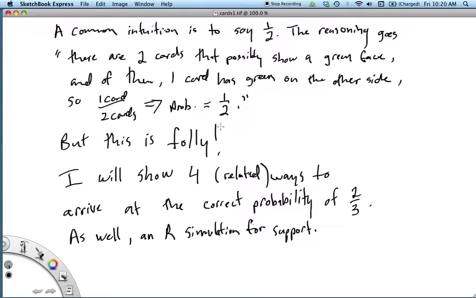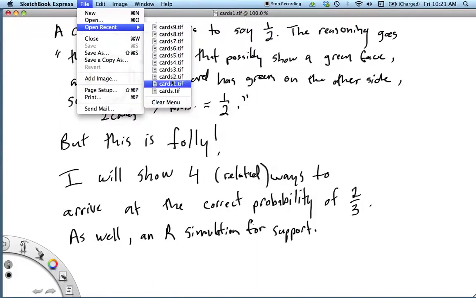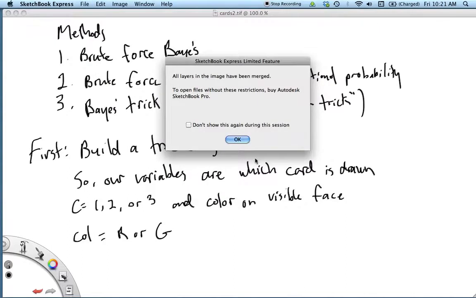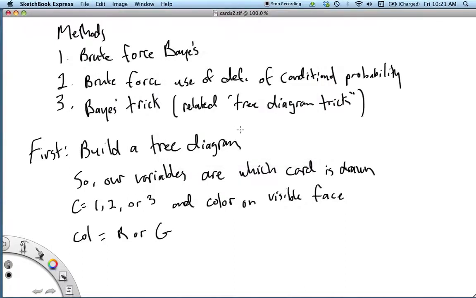This thinking is folly. And so I'm going to show 4 ways to arrive at the correct probability that the other side is green, which is 2/3. And I'm not going to do a simulation in this video, maybe in a later video. Okay, so these are the methods.